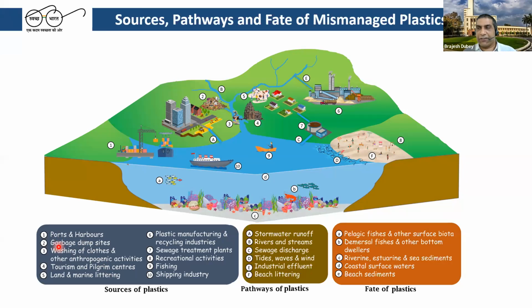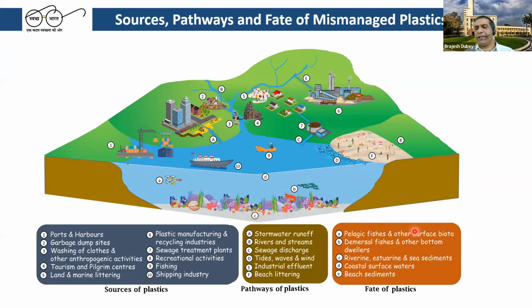Even detergent sometimes has microplastic beads present. Tourism, pilgrimage centers, land and marine littering, plastic manufacturing, sewage treatment plants, fishing, shipping industries, they drop a lot. As you can see in the picture, a variety of sources are there. Towards the end, I will show you some more examples of how plastic ends up in the ocean. So stormwater runoff, river streams, these are the pathways; the sources come first, then we have the pathways.